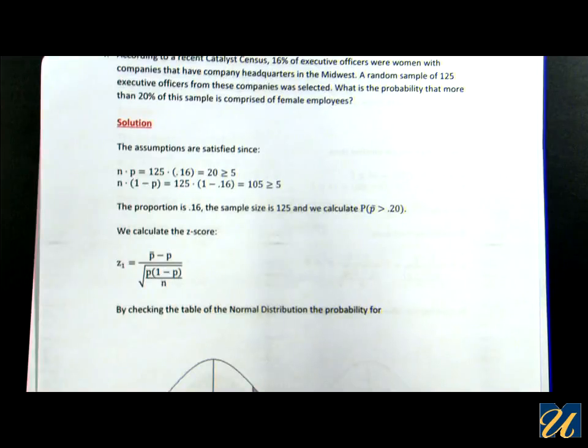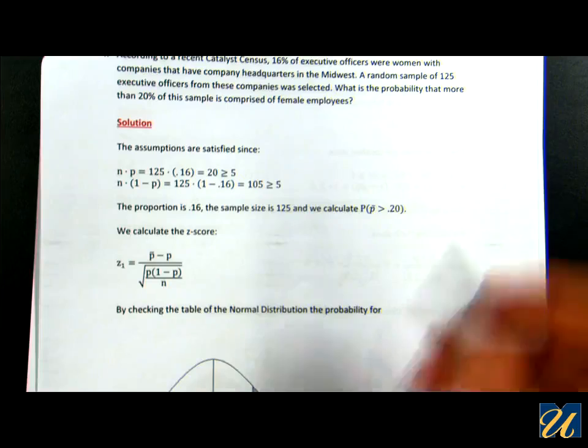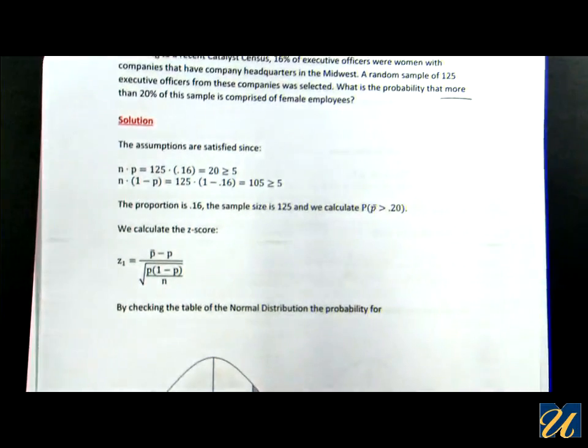According to a recent Catalyst census, 16% of executive officers were women with companies that have company headquarters in the Midwest. A random sample of 125 executive officers from these companies was selected. What is the probability that more than 20% of this sample is comprised of female employees?